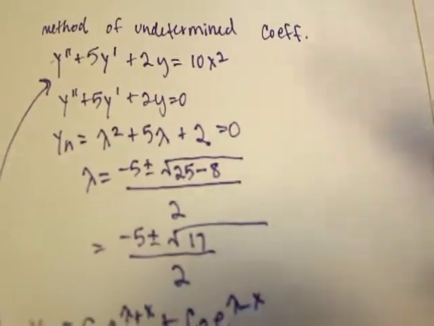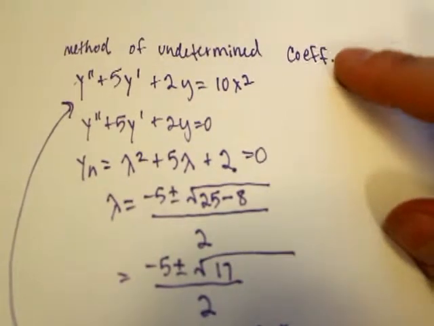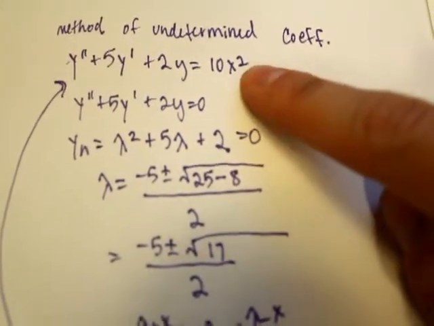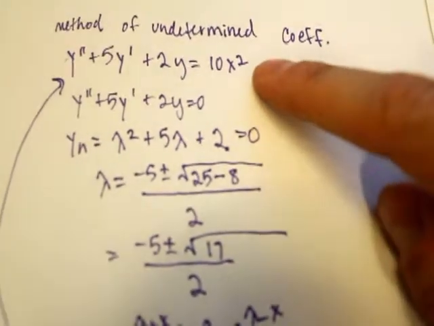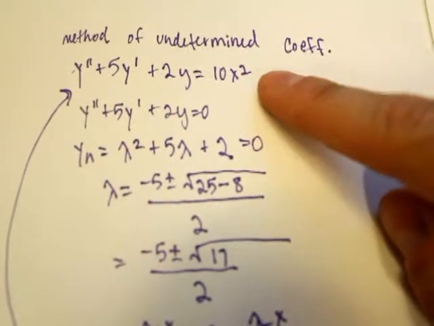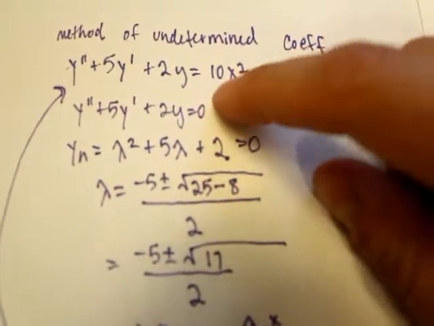Okay, so I'm going to do a quick review on the method of undetermined coefficients, which is something we learned at the very beginning of the semester. So say you're given an equation such as y'' + 5y' + 2y = 10x^2. We want to notice first off that this is a second order, linear, inhomogeneous differential equation. We see this right-hand side is not equal to 0.